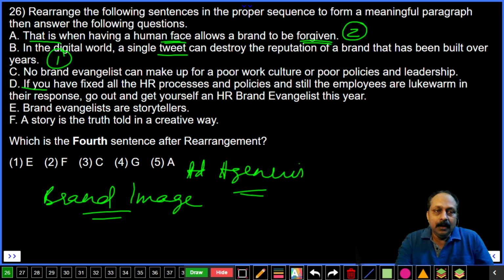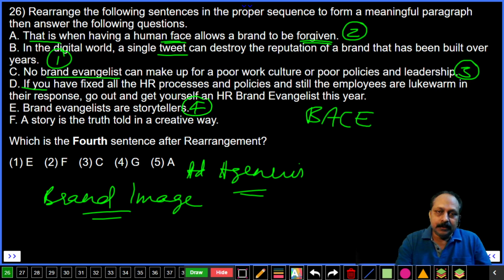The third sentence talks about exclusive brand evangelists who belong to ad agencies. No brand evangelist can make up for a poor work culture or poor policies and leadership. That goes with the company. So this is the third sentence. So here, BAC, brand evangelists are storytellers. This is the fourth sentence.